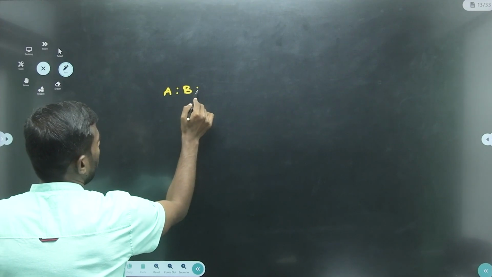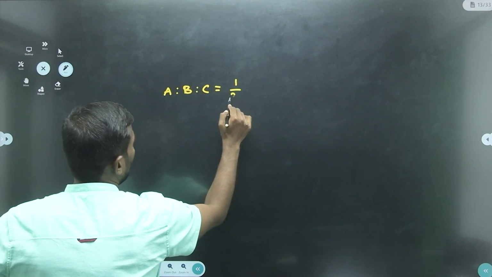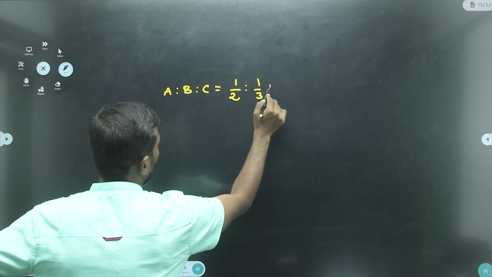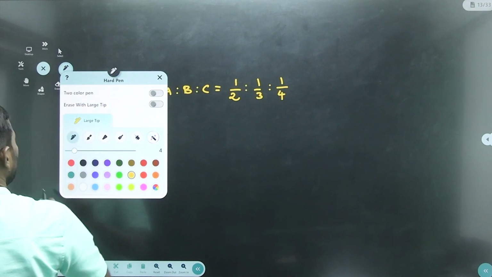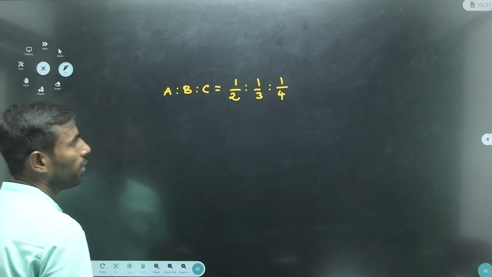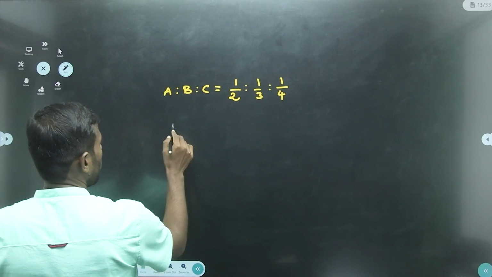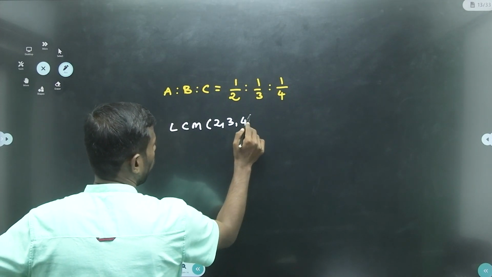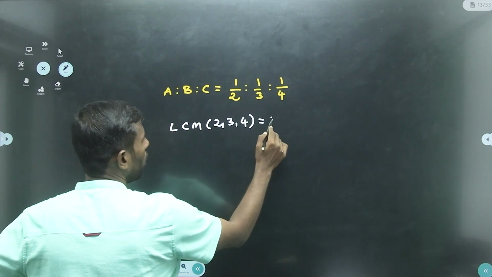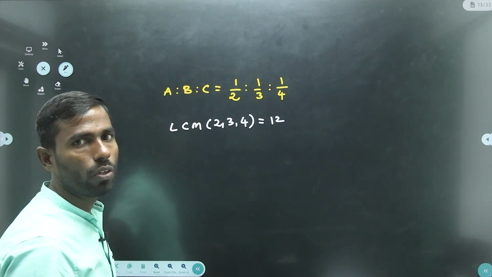A ratio, B ratio, C. He has given 1/2 is to 1/3 is to 1/4. So what is the LCM of 2, 3, 4? The LCM of 2, 3, 4 is 12.